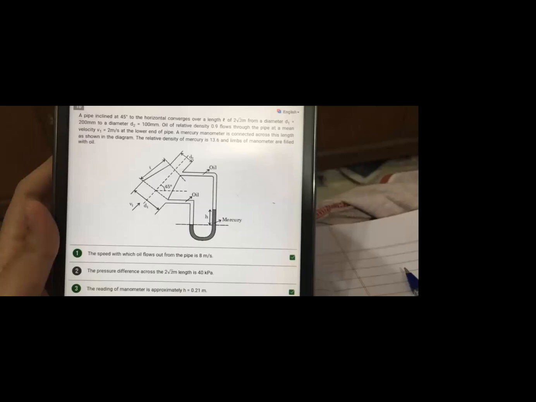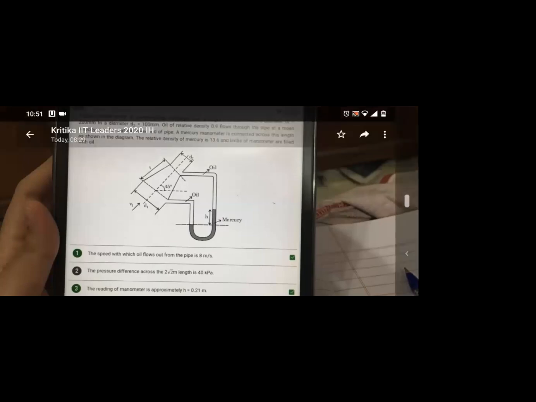What is the pressure difference? So you know the pressure difference, you know the kinetic head. So from that you will get the gravity head. तो इसमें जो हाइट रहेगा वो L by root 2 हो जाएगा ना, L by root 2 हो जाएगा.